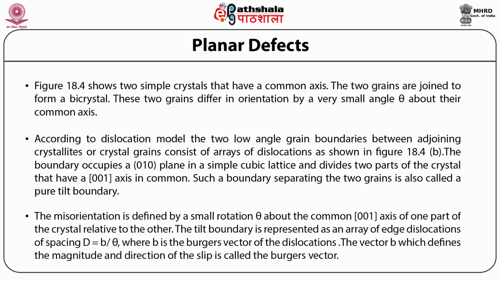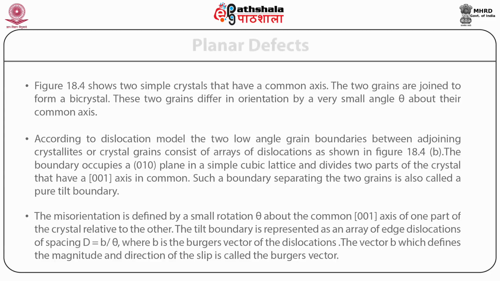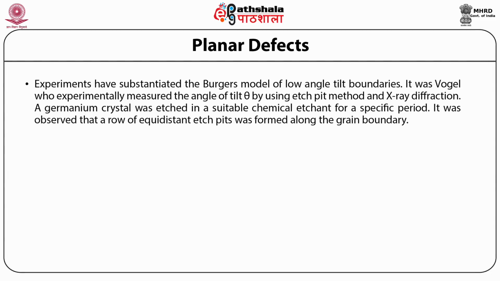The misorientation is defined by a small rotation theta about the common 001 axis of one part of the crystal relative to the other. The tilt boundary is represented as an array of edge dislocations of spacing D equal to b upon theta, where b is the Burgers vector of the dislocations. The vector b, which defines the magnitude and direction of the slip, is called the Burgers vector. Experiments have substantiated the Burgers model of low-angle tilt boundaries.